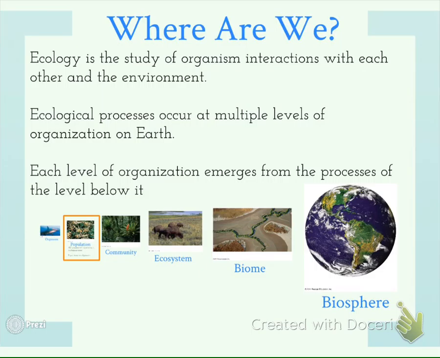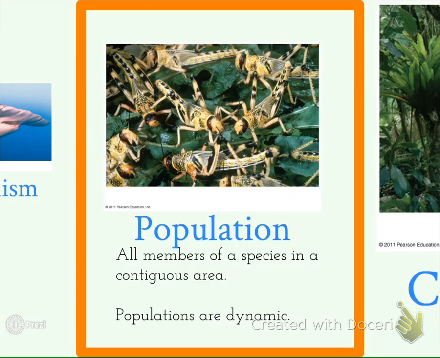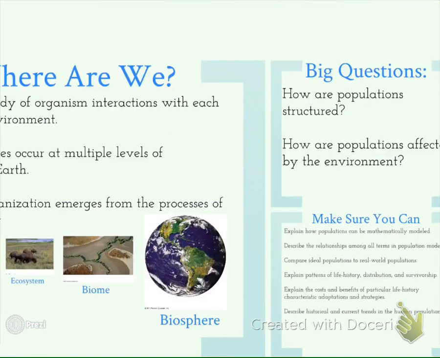These processes occur at multiple levels. When we did organismal physiology, we talked about the organism. It goes organism to population to community, ecosystem, biome, and eventually the biosphere or planet Earth. Each level of organization emerges from the processes of the level below it. We're going to look at population, which is all members of a species in a contiguous area. These populations and their interactions are dynamic.